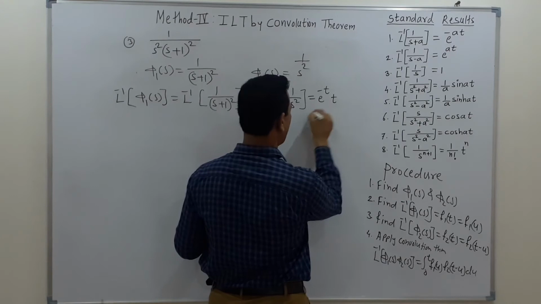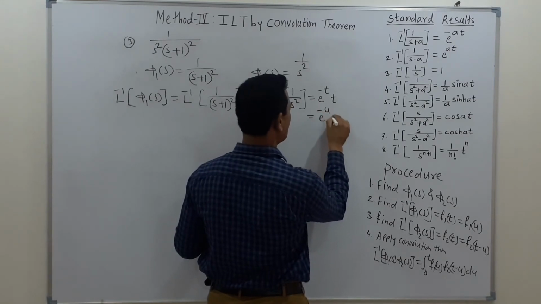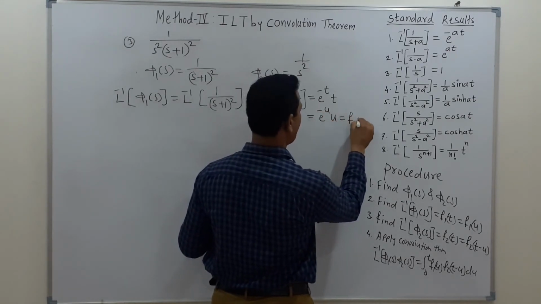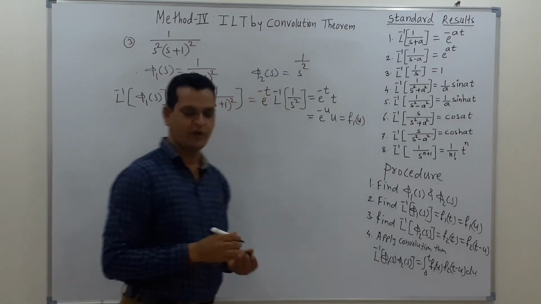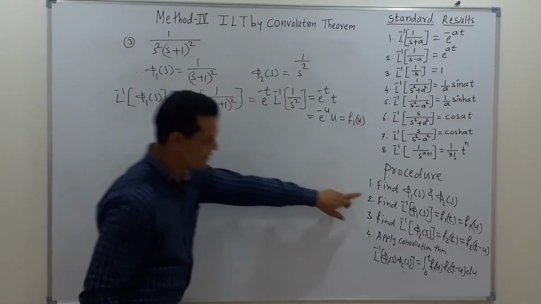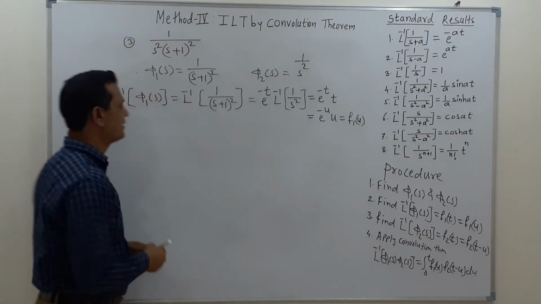So we can write this as e raised to minus u into u, and this is the value of our f1 of u. So this is our step number 2. Now let's apply step number 3.